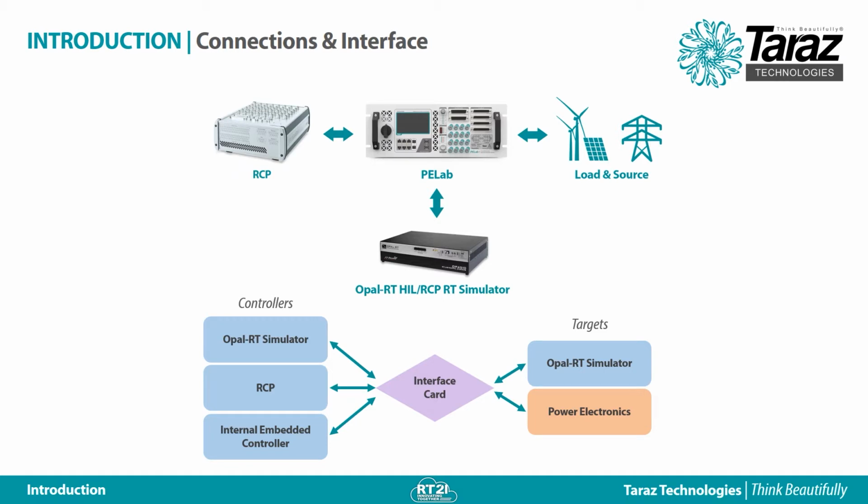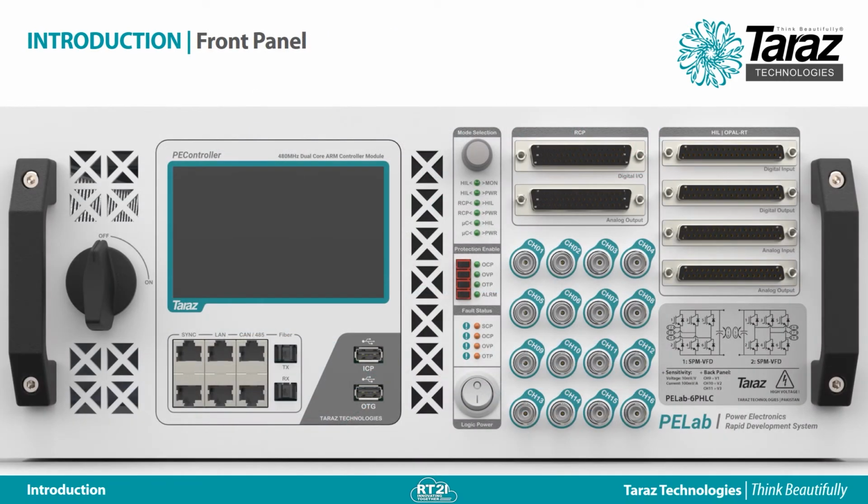The analog measurements also come from either actual sensors in power mode or from the HIL simulator in HIL mode. We designed the PELab to have a very practical and user-friendly interface. A maximum of 16 channels each of analog and digital inputs and outputs can be connected to the PELab. The DB37 connectors are used to connect to the OPAL-RT real-time simulator. The DB50 connectors are used for external controllers and RCPs.